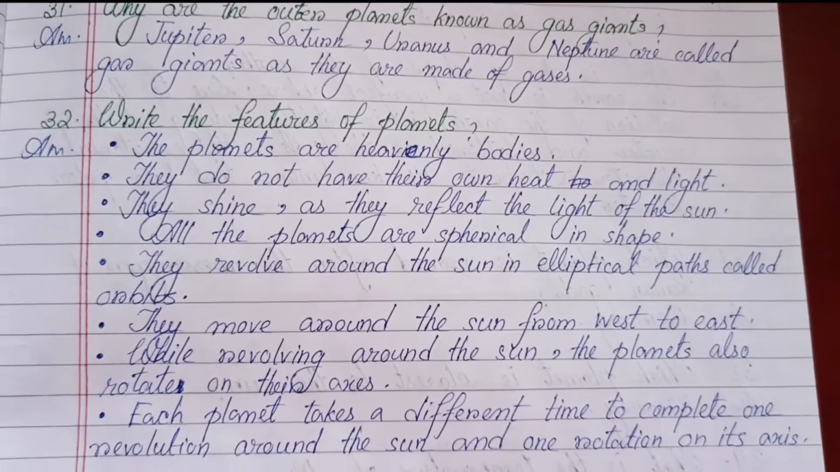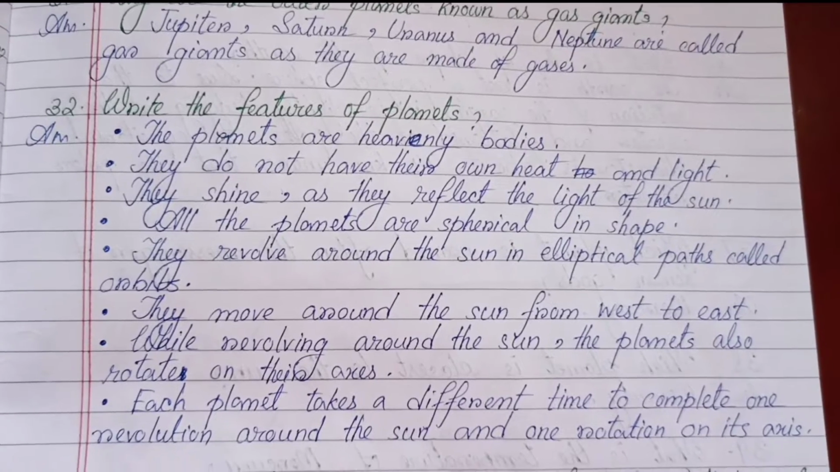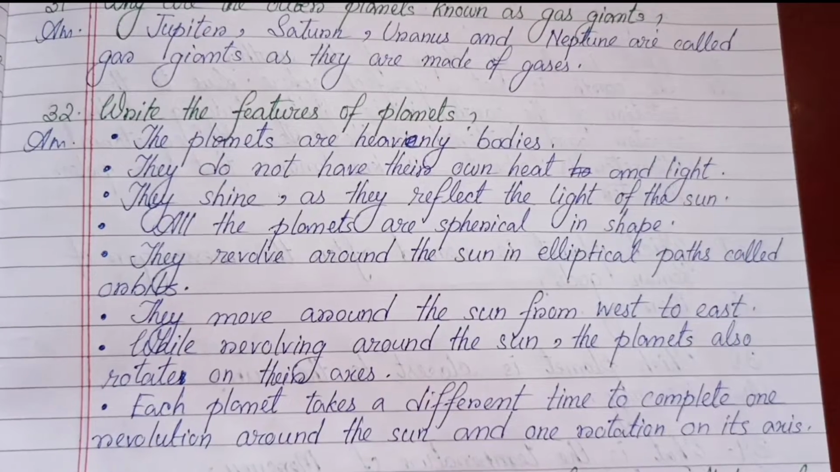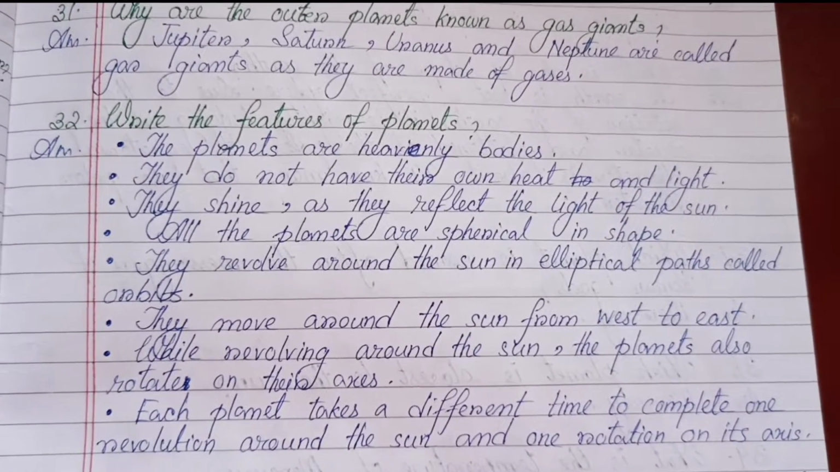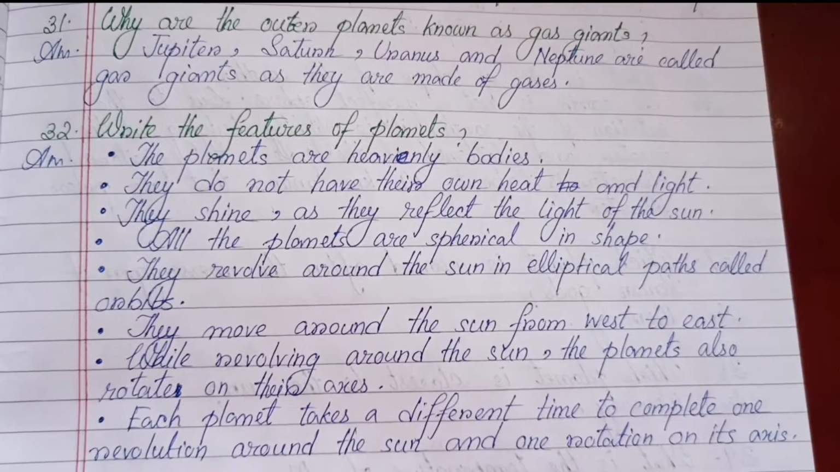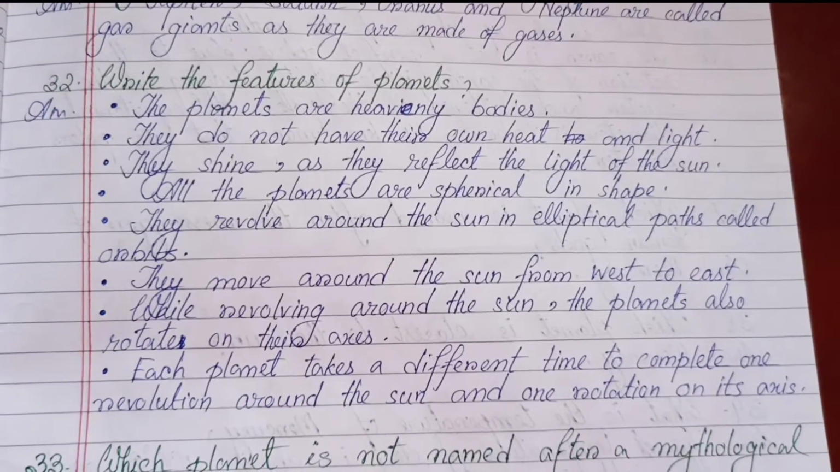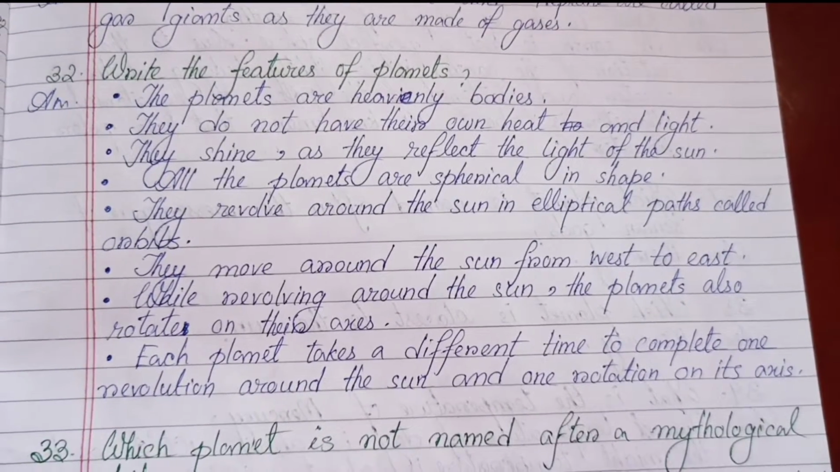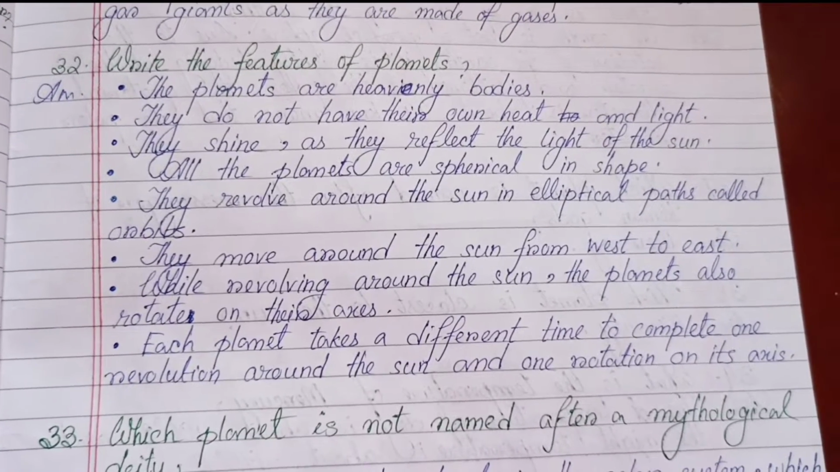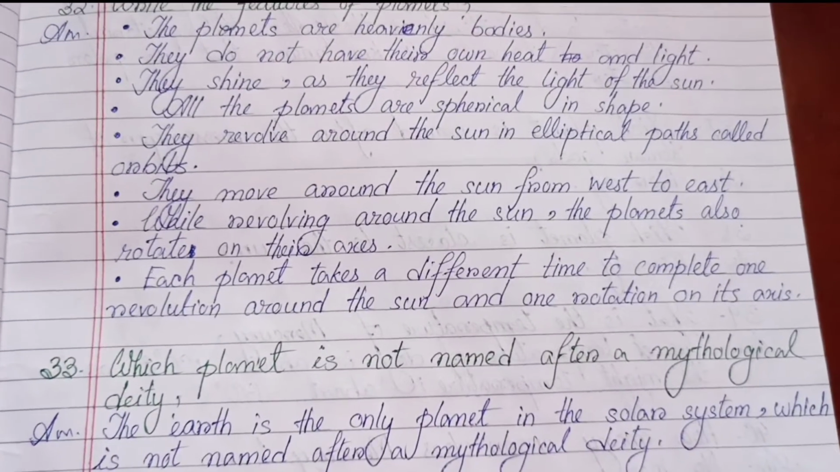Number 32, write the features of planets. The planets are heavenly bodies. They do not have their own heat and light. They shine as they reflect the light of the sun. All the planets are spherical in shape. They revolve around the sun in elliptical paths called orbits. They move around the sun from west to east. While revolving around the sun, the planets also rotate on their axis. Each planet takes a different time to complete one revolution around the sun and one rotation on its axis.